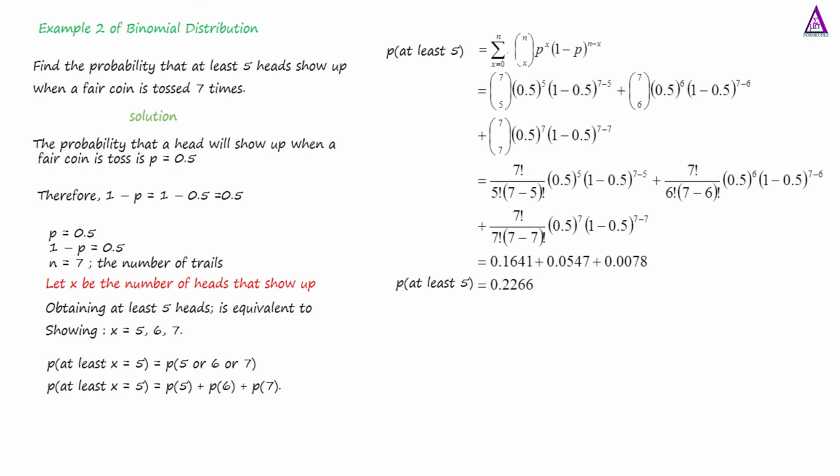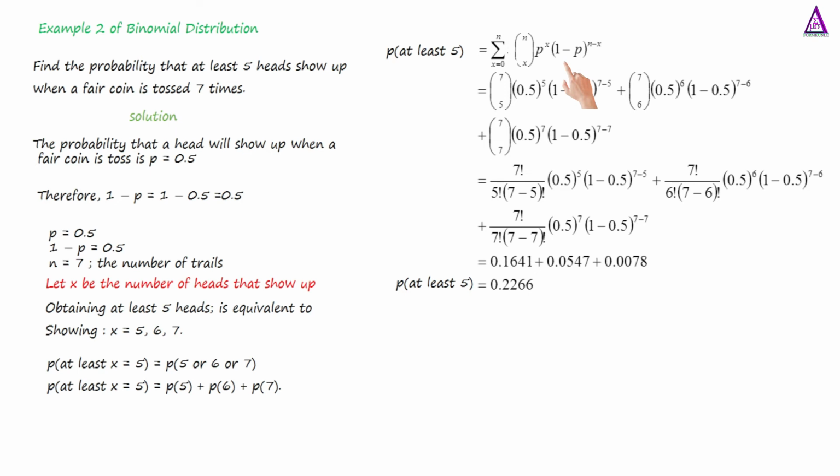Let x be the number of heads that show up. Obtaining at least 5 heads is equivalent to x equal to 5, 6, 7. If they say at least, that is to say it can be more than that; you start from the mentioned number, which is 5, 6, 7, till the last number. The probability that x is at least 5 equals the probability that x equals 5 or 6 or 7, using this formula of binomial.